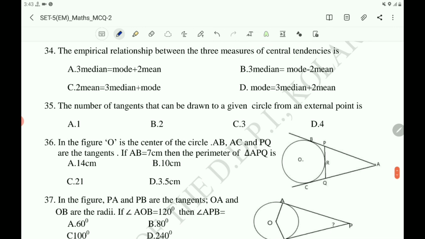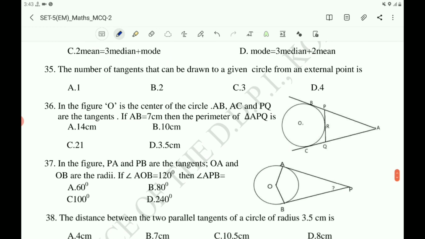Next, you take question number 34. The empirical relationship between the three measures of central tendency is. You must know that relation. Directly you can recognize the answer. That is 3 median equals mode plus 2 mean. So note it down. Option A, 3 median equals mode plus 2 mean. Next you take question number 35.